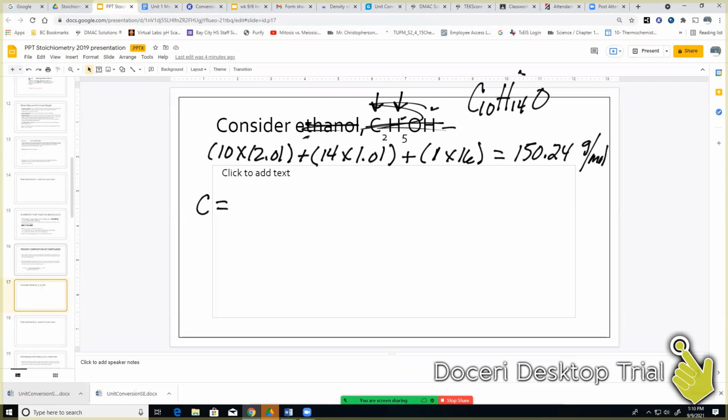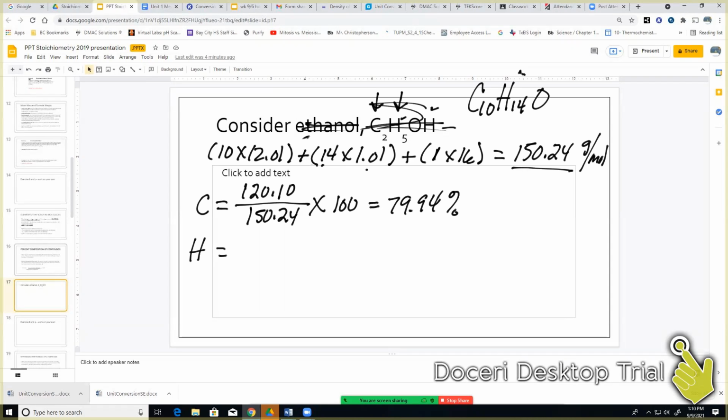All right, now let's do that. For my carbon, let's look at each one separately. My carbon was 120.10, and I divide it by the total of the whole compound and multiply by 100. Yeah, right about 80%. And then I do my hydrogen, 14 times 1.01 would give me 14.14 grams. Still divide by the whole total, that doesn't change. Nine-ish.